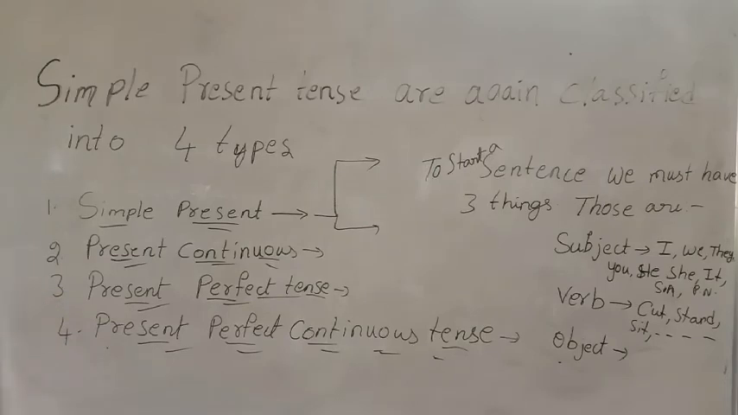Present tense. We know that today we are talking about simple present tense. So how this simple present tense is again divided, we will see today. Simple present tense is again classified into 4 types. How many types? 4 types. So what are those? First one, simple present tense, and next present continuous tense, present perfect tense, and present perfect continuous tense. Let us divide this again in brief, one by one.